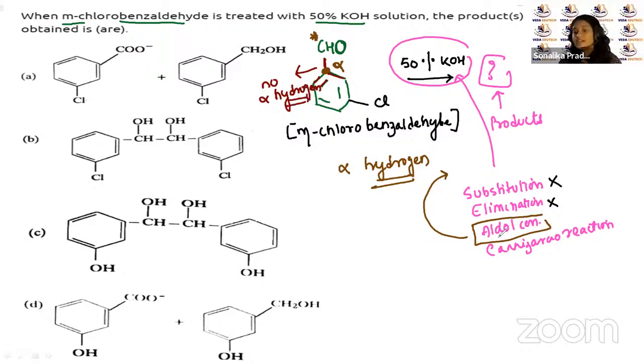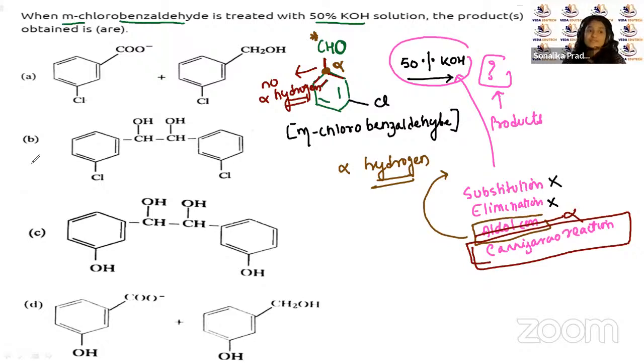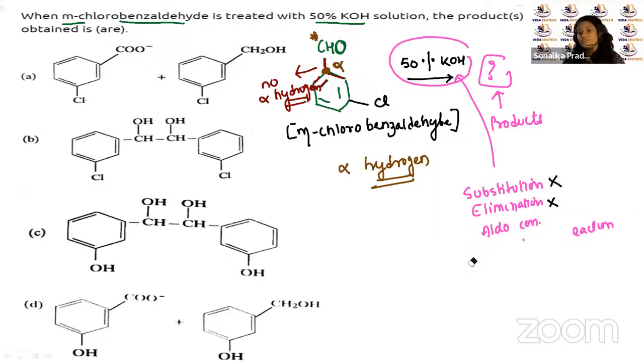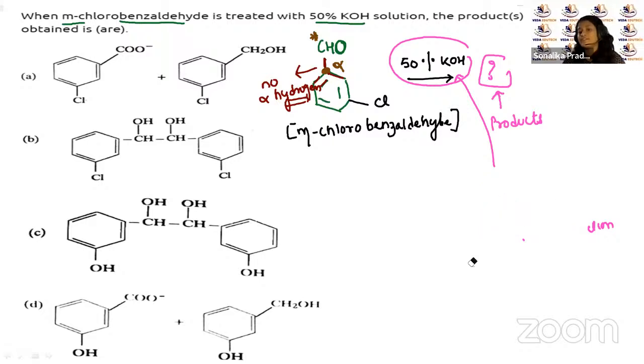If there is no alpha hydrogen, this is also not going to undergo aldol condensation here. So we are left with only the Cannizzaro reaction. We are left with only what reaction? Cannizzaro reaction. And what happens in case of Cannizzaro reaction, children? Yes, so we understood that here we are going to have Cannizzaro reaction.